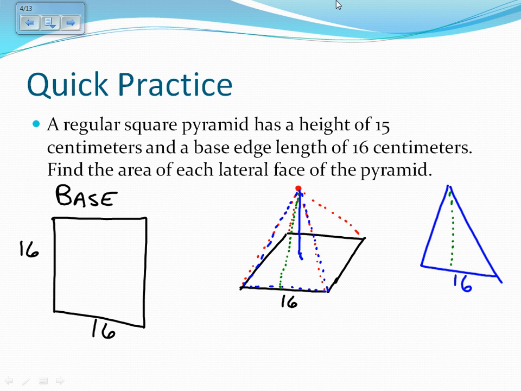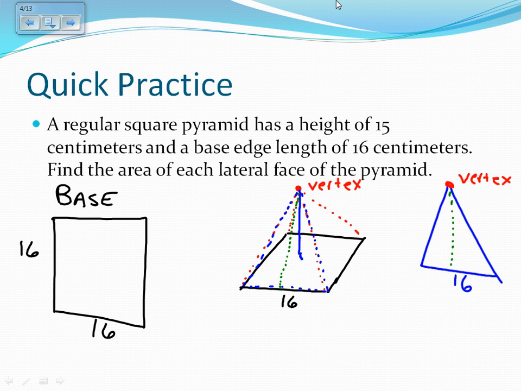Do you see that this line cuts from the vertex? Let me draw the vertex in red. This is the vertex of the pyramid. Do you see that height, the green, cuts from the vertex to the middle of the bottom of our triangle? Are we okay with that?